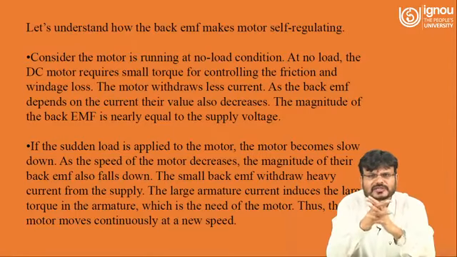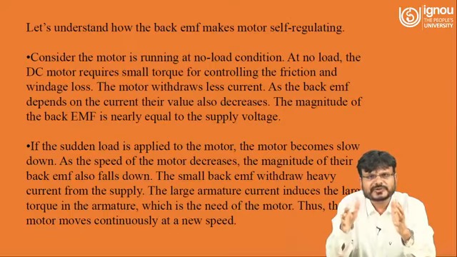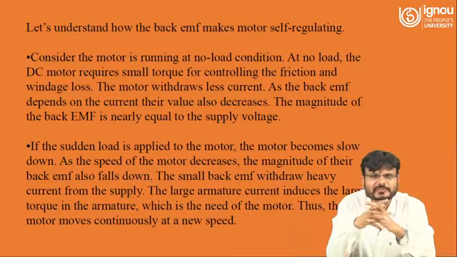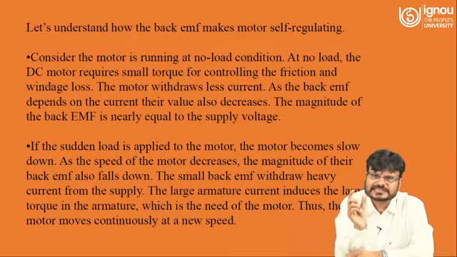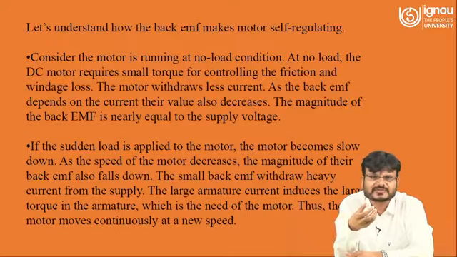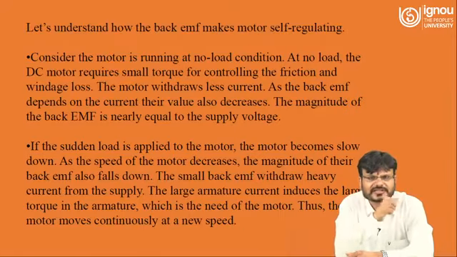The motor draws less current. As the back EMF is high, its value is nearly equal to the supply voltage. That means what? IA is equal to V minus EB upon RA. So if this EB is nearly equal to V, this value is very small. That means it requires very little current. If the current is small, it requires very little torque. And what will be the use of this torque? This torque will be used to overcome the frictional and windage losses.